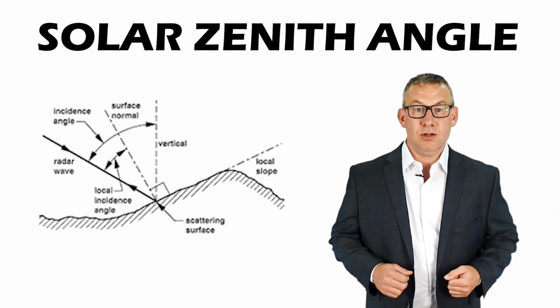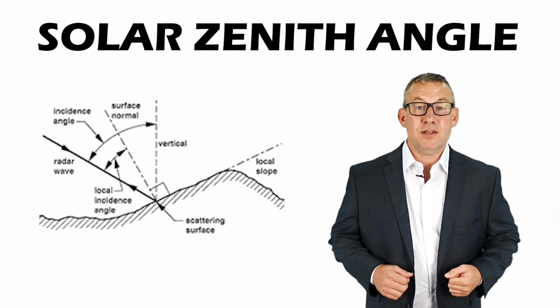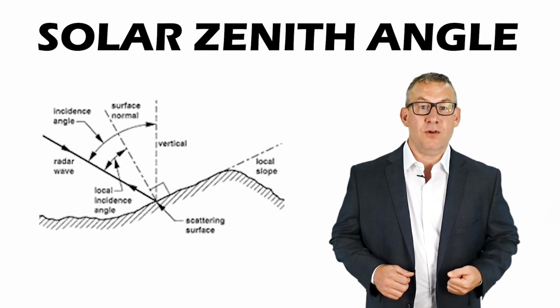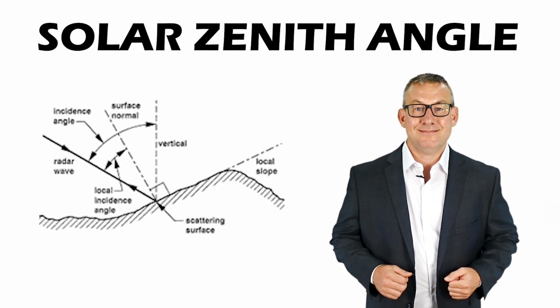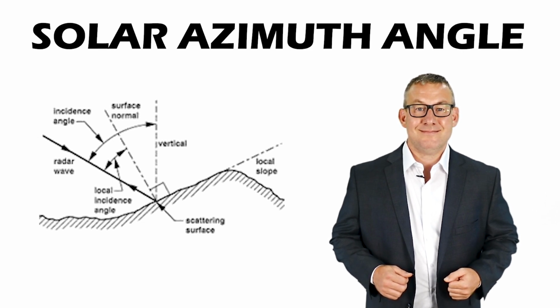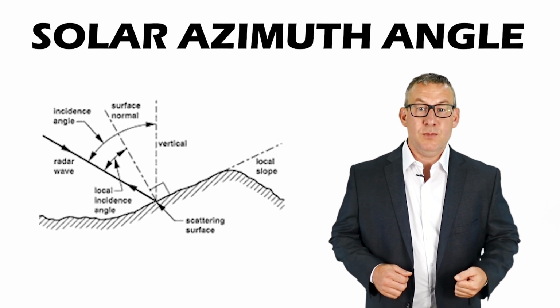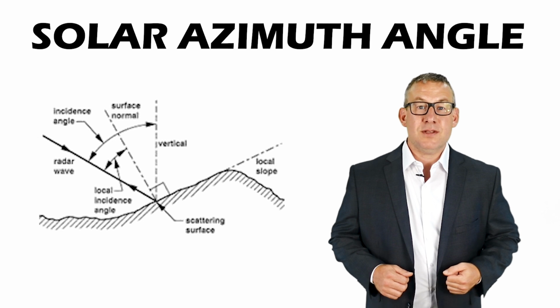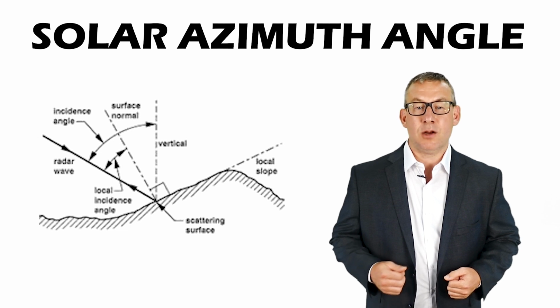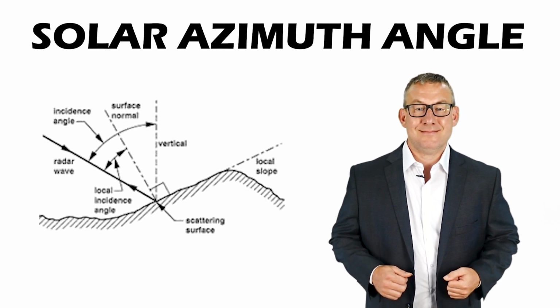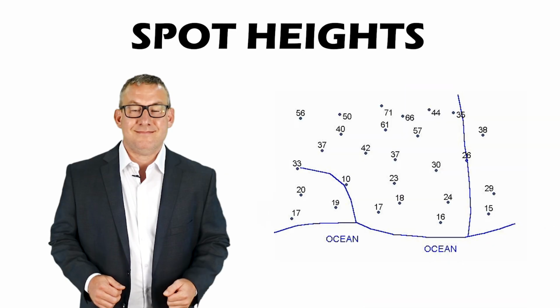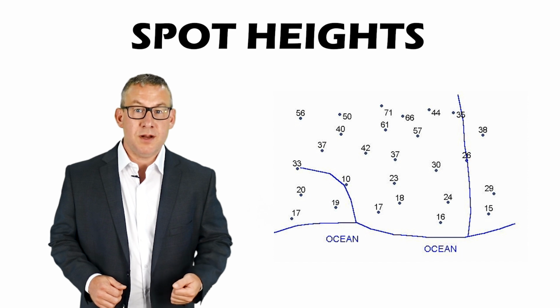The solar zenith angle. The solar zenith angle is the angle between vertical and the sun's location. Solar azimuth angle. The solar azimuth angle is the angle between north and the sun's position in a clockwise direction. Spot heights. Spot heights are exact points on a map with their elevation displayed beside them.